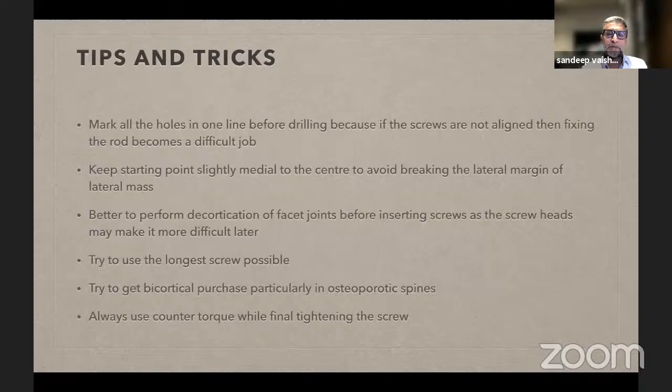So better to perform decortication of the facet joint before inserting the screws, as the screw heads may make it more difficult later. And try to use the longest possible screw, and try to get bicortical purchase, particularly in osteoporotic spines. So if you use a longer screw like 16 or 18 and you have a bicortical purchase, that will increase the strength of the construct significantly. And always use counter torque while final tightening the screw, otherwise you can break the lateral mass.